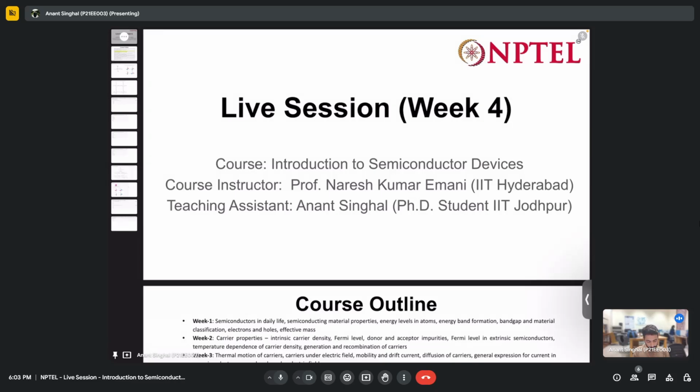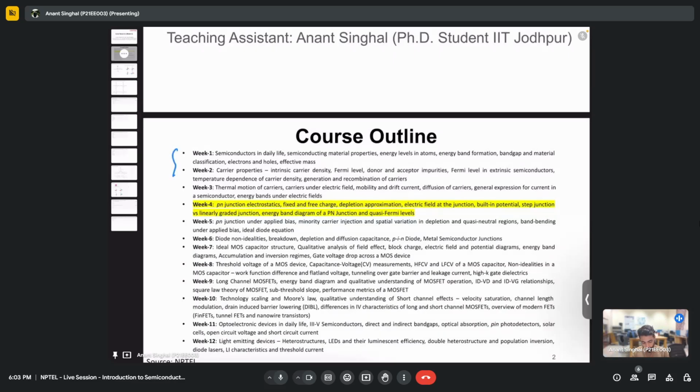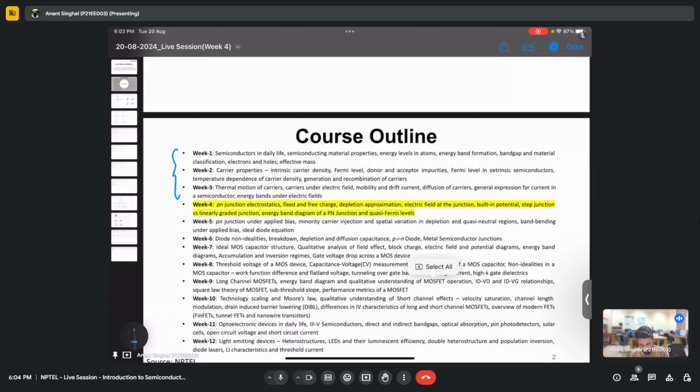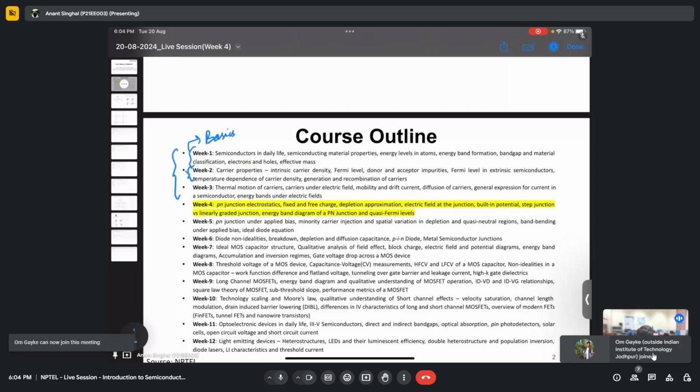So let's move on to the course outline. As we can see, in the initial 3 weeks we have already covered all the transport part. In week 1, we briefly talked about the very basics of semiconductors, like why we choose them and what kind of materials we have. From week 2, we started how electrons or holes transport in the semiconductor. And in week 3, we read about some key concepts such as the drift component and diffusion component, and we got to know some of the key physics of semiconductors.